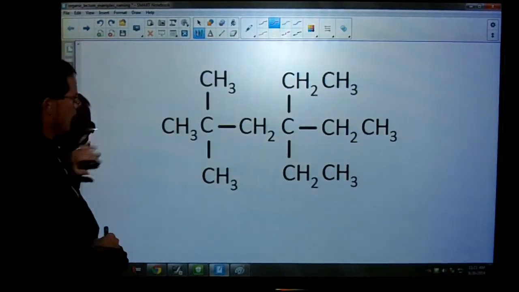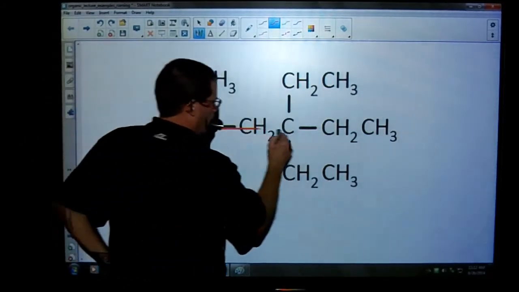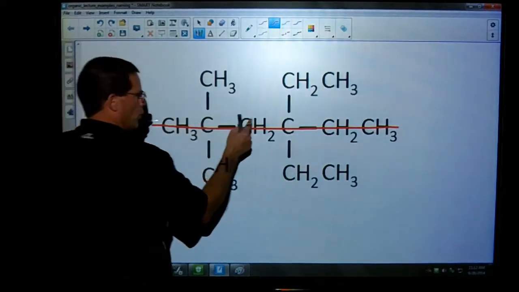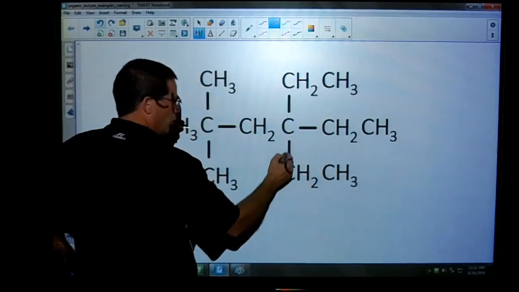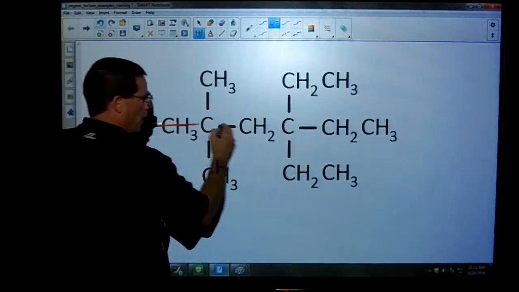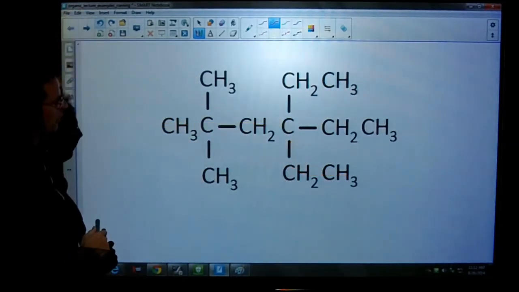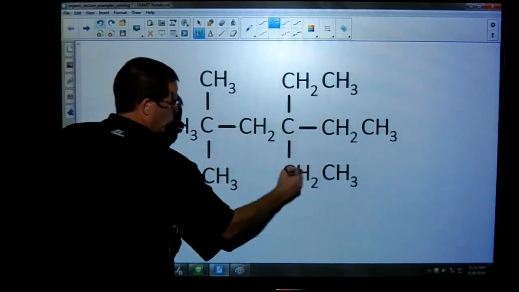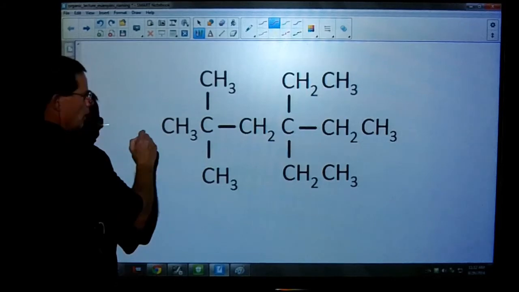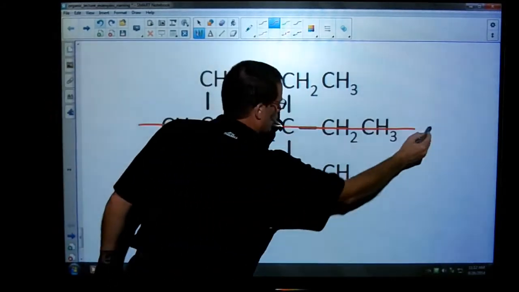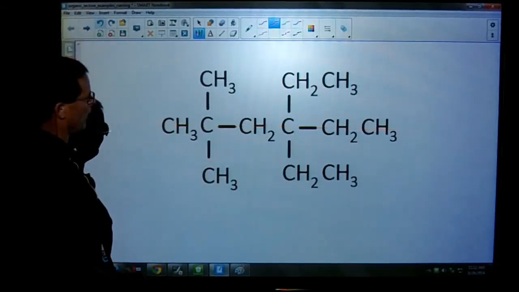So let's go ahead and find the longest chain here. And by looking at it here, I'm going to say that might be the longest chain. 1, 2, 3, 4, 5, 6. Okay, that's an option. If I go this way, 1, 2, 3, 4, 5, 6. So that's another option where I can go this way or this way. Or I could go this way, still 1, 2, 3, 4, 5, 6. So there's many options that you could choose. Just to keep it simple, I'm going to go ahead and use that as my parent, just so you can see the other groups a lot easier.